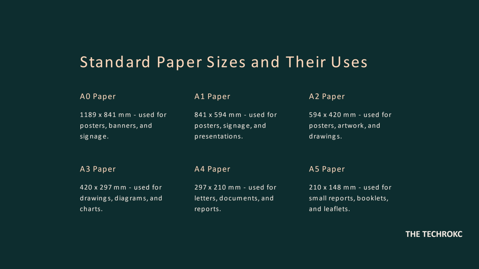Now, the biggest type of paper is the A0 paper. Some call it A zero, some call it A0 paper. It has a measurement of 1189 by 841 millimeters. It's used for posters, banners, and signage. So those are the basic papers that we use in technical drawing. Moving on.